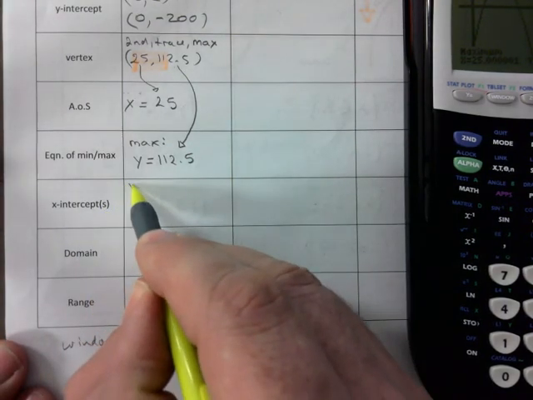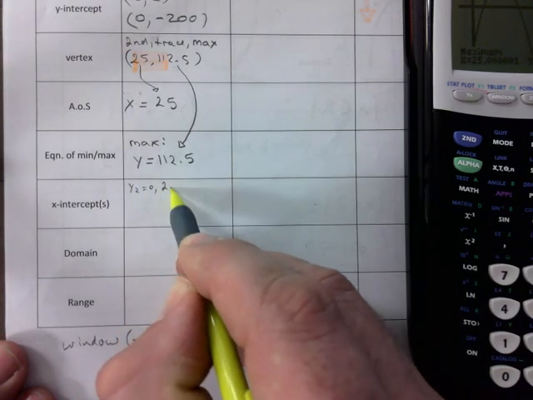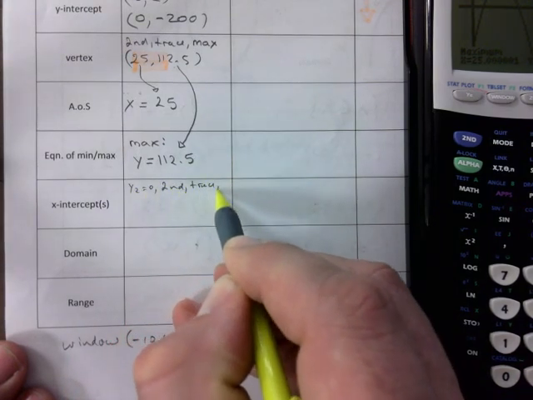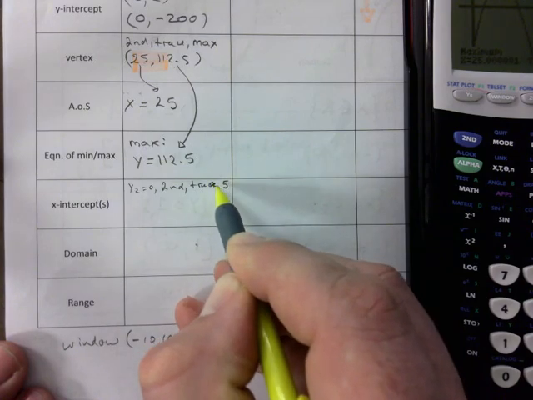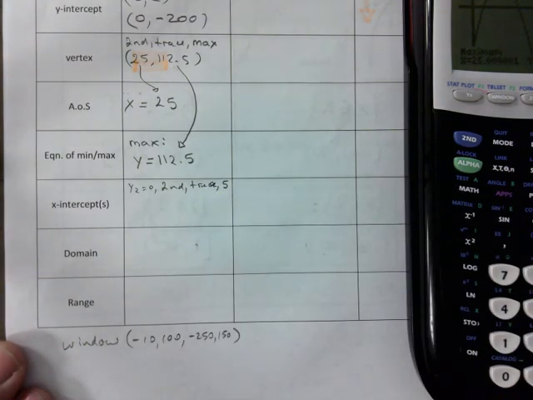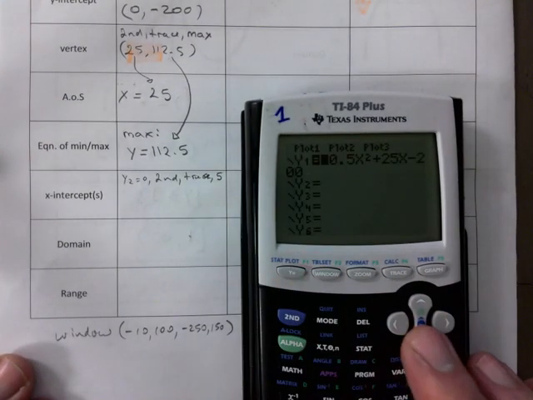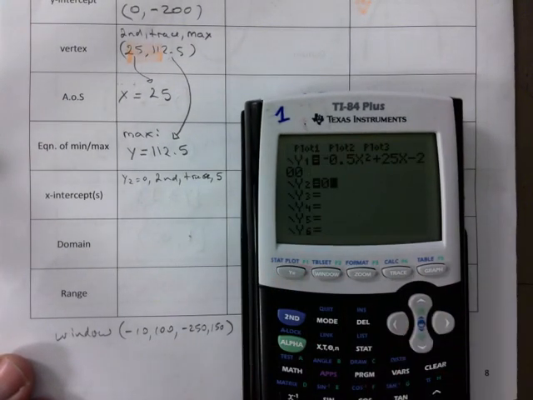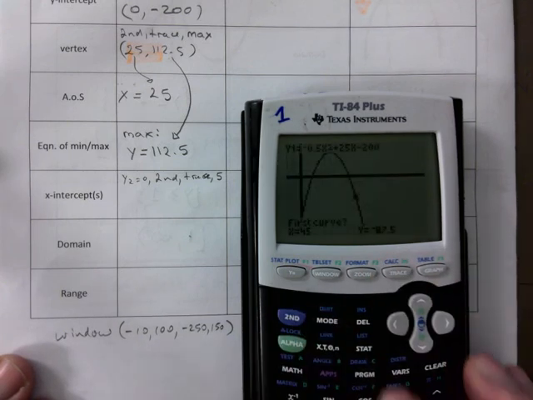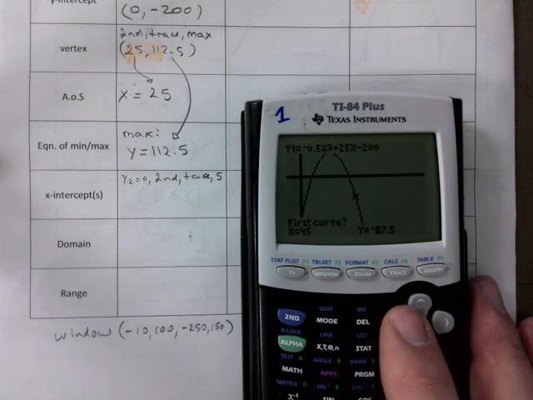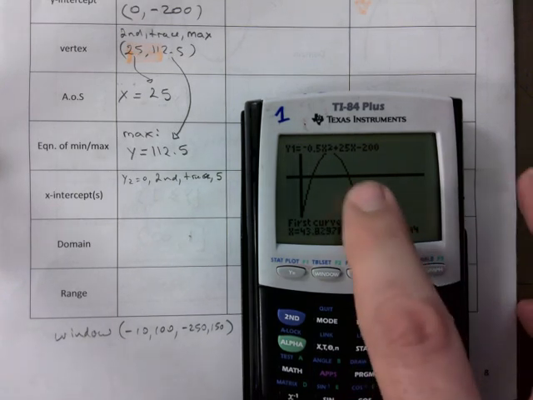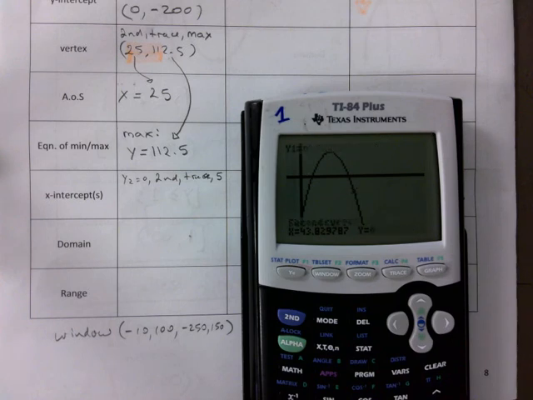X-intercepts, I let y2 equal to 0, and then I'm going to use second trace 5. Second trace 5 is how I'm going to get that. Let y2 equal to 0. It equals second trace 5. And here you have to just be careful. I want to find that one first because I'm right there. So I just hit enter, enter, enter. So that is 40, 0.